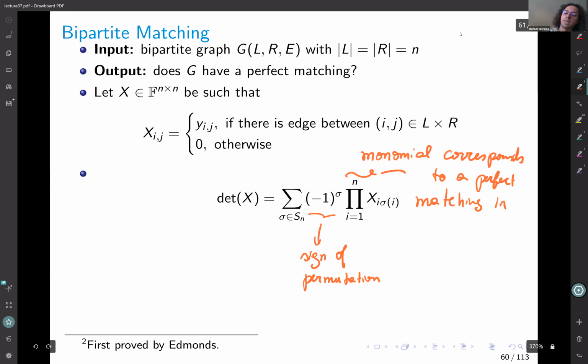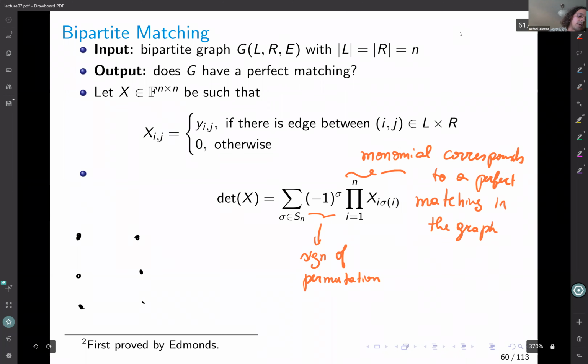In the complete graph, right? Because if you notice, what is a matching? A matching is nothing more than a permutation, right? A matching in the graph. So let me just show the correspondence here.